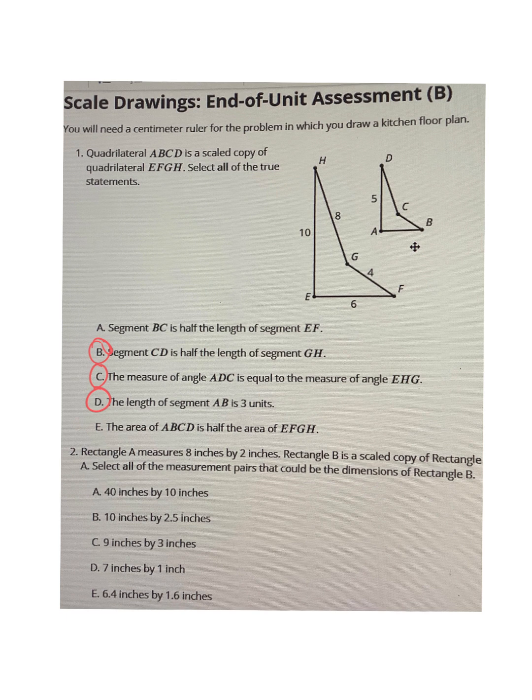If we look at the explanation for number 1, it says quadrilateral ABCD, the little figure, is a scaled copy of quadrilateral EFGH. Select all true statements. Because they're telling you it's a scaled copy, we know that there is a relationship between the corresponding sides. If we look at this side here, the side AD on the left, that has a number 5. The corresponding side would be here on the bigger figure, and that's a 10.